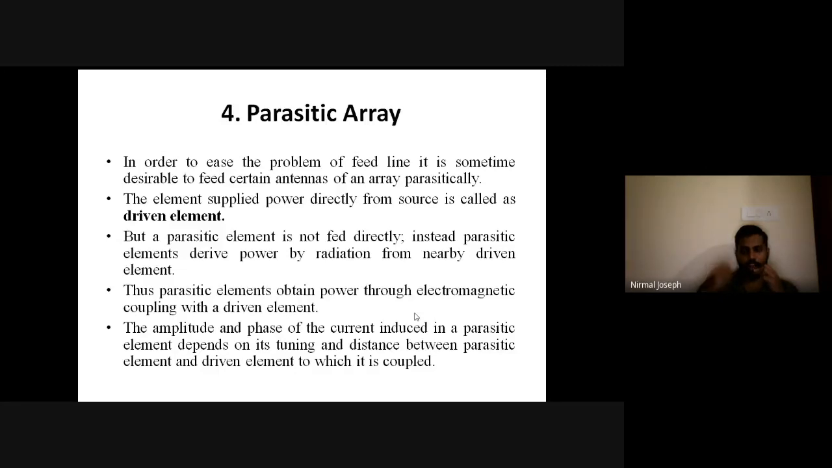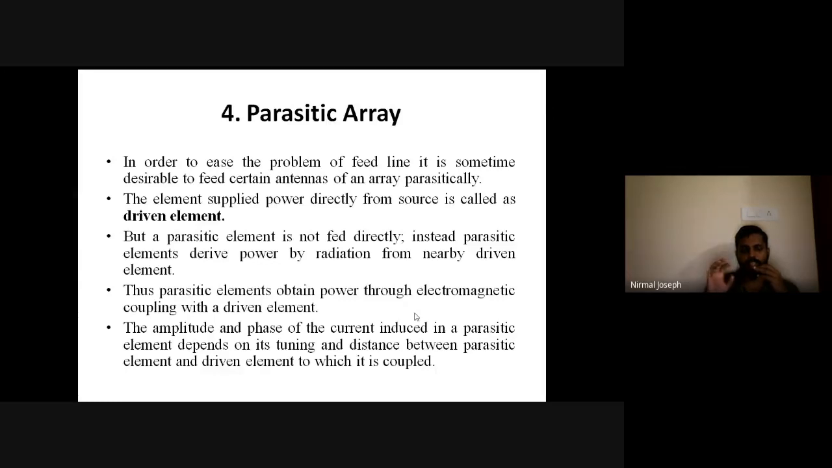Then how is it happening? That is what the next point explains. Thus, parasitic elements obtain power through electromagnetic coupling with the driven element. These parasitic elements will be electromagnetically coupled with the driven element, so they are able to catch the radiation, and accordingly a current will be produced in the parasitic element according to the changes in the driven element.